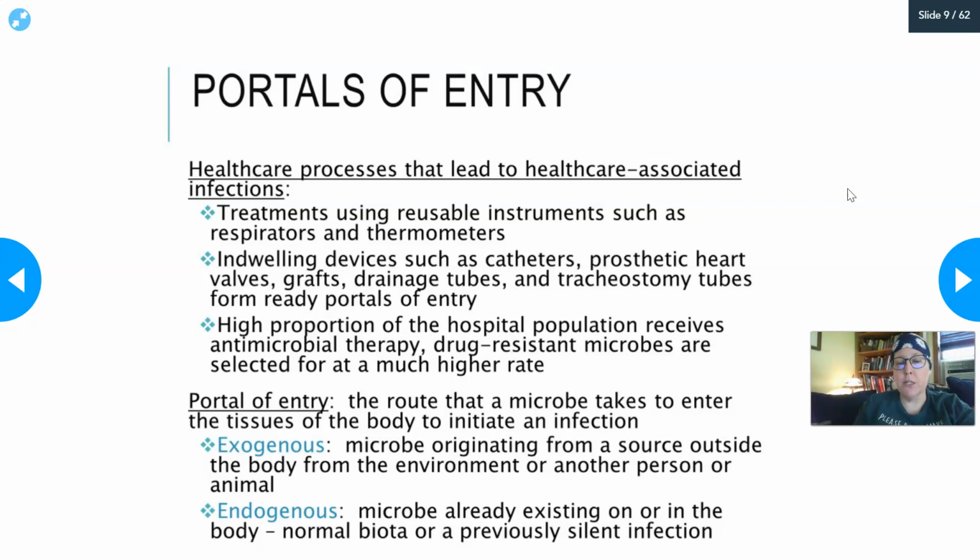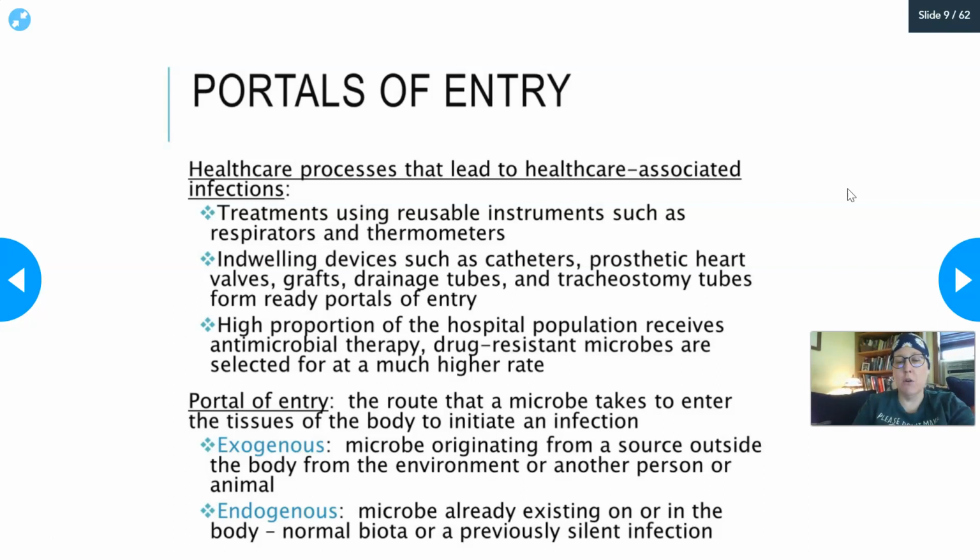The portal of entry is the route that a microbe takes to enter the tissues of the body to initiate an infection. There are two types of portals of entry: exogenous and endogenous. Exogenous is when the microbe came from a source outside of the body, from the environment or from another person or an animal. Think of being in an elevator and somebody sneezes, and then you breathe in their sneeze droplets. That would have been an exogenous portal of entry, because it came from another person sneezing.